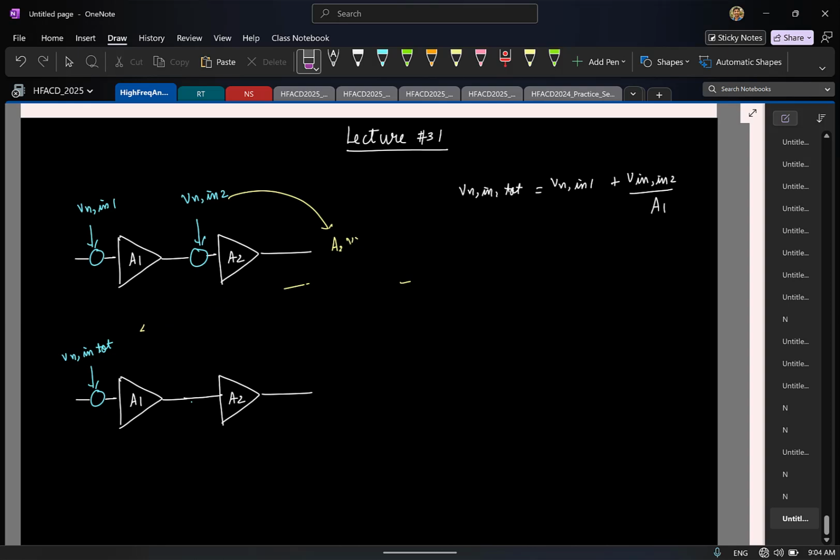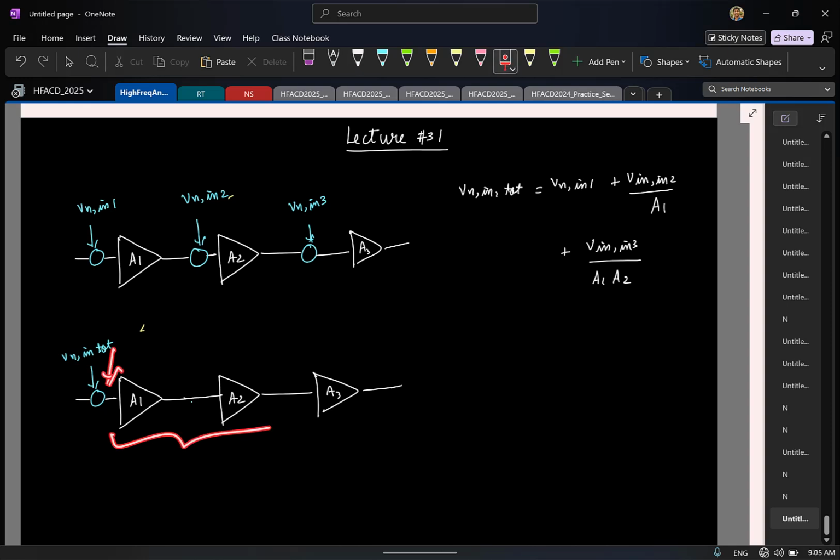Okay, so now this is 2-stage. If let us say you go for a 3-stage structure, you can easily extend this argument. So let's say you have a 3rd stage having an input referred noise voltage of Vn in 3, having a gain of A3. So once again I wish to do the same thing. How much of Vn in 3 will appear at the input? Make sense? I wish to add some quantity here, which after getting amplified by two gain stages should behave similar to Vn in 3. So essentially divided by A1 A2.